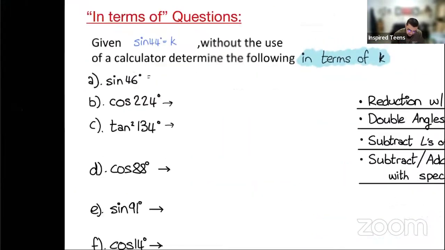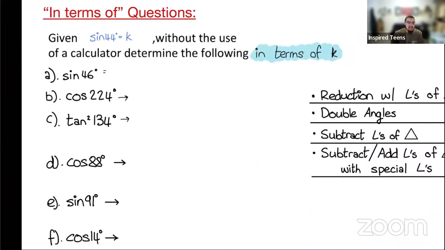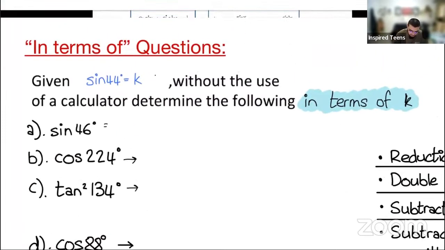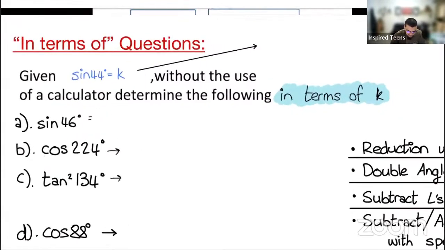Now let's look at in terms of questions. They say, given that sine 44 is equal to k, without the use of a calculator, determine the following in terms of k. The thing for in terms of questions is you always need to note that you are going to draw a triangle. It's not going to be in a Cartesian plane, it's just going to be a triangle. You are given the angle, and here you actually know the value of sine. Remember that sine.